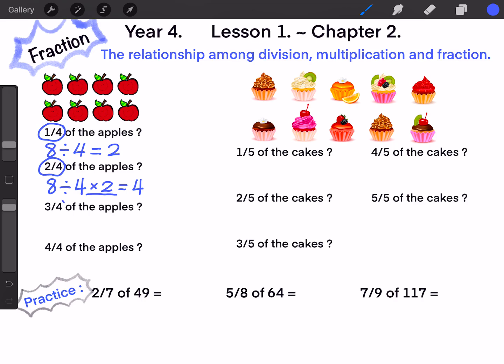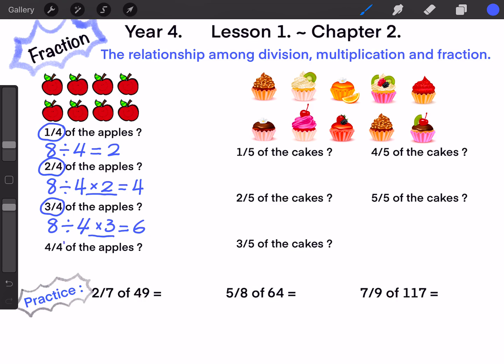Next, 3/4 of the apples. 3/4 means we divide 8 apples into 4 equal groups, and then in 3 groups, totally there are 2 times 3 equals 6 apples. So 3/4 of the apples equals 6 apples.